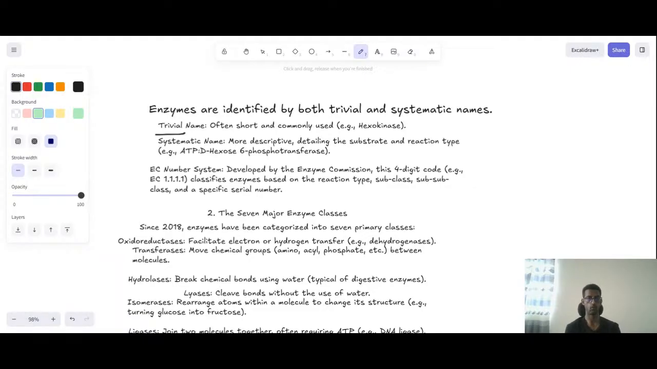Trivial names are often short and commonly used, for example hexokinase. Systematic names are more descriptive, detailing the substrate and reaction type. Example: ATP... ATP is acting as an inhibitor here?